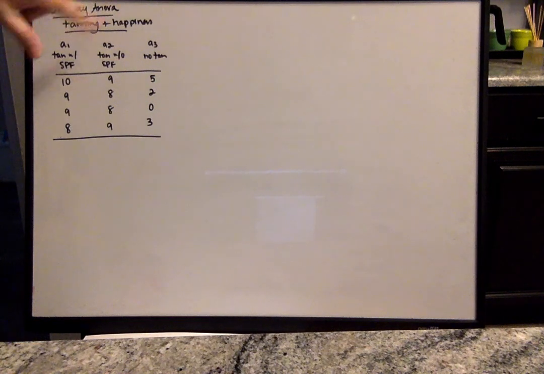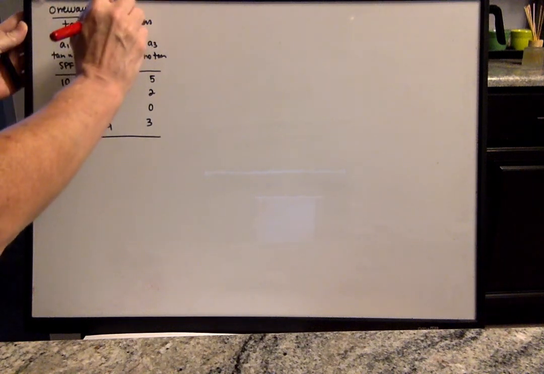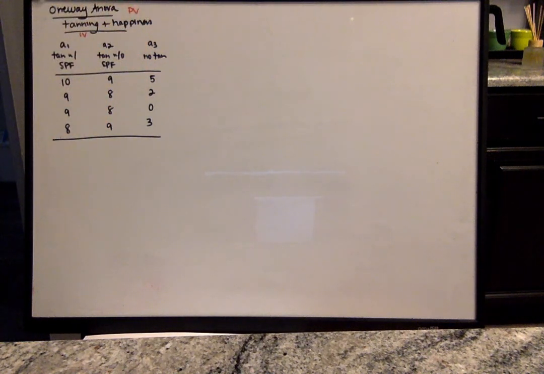All right, so they have 3 possible options: a tan with sunscreen, a tan without sunscreen, and no tan. And then let's say we measure their happiness on a 0 to 10 scale, with 0 being very unhappy and 10 being extremely happy. All right, so the first question I'm going to ask you is which variable is our independent and which is our dependent? Hopefully you're with me. Tanning is the independent and happiness is the dependent.